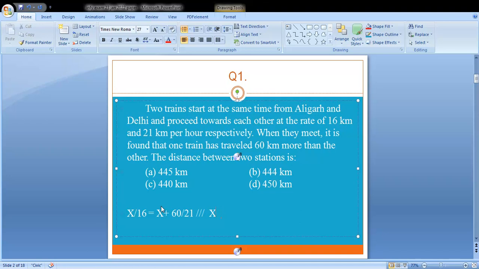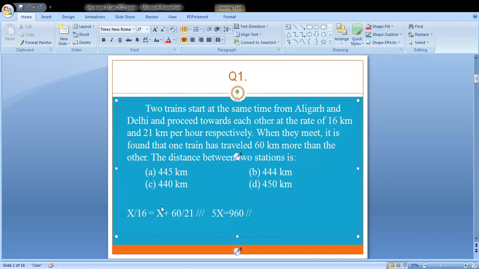It's like a cross multiplication. We get 21x and 16x, and the difference is 5x, which equals 16 into 60, that is equal to 960. 16 sixes are 96.